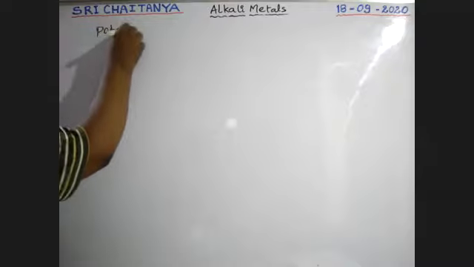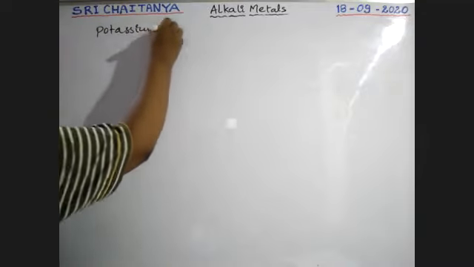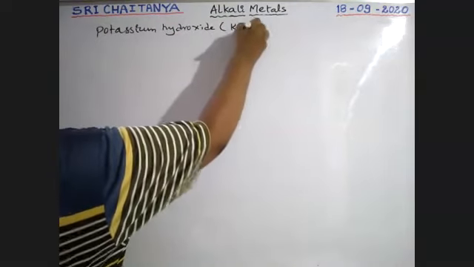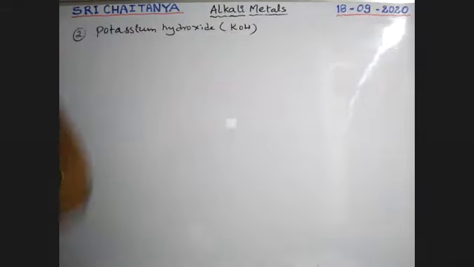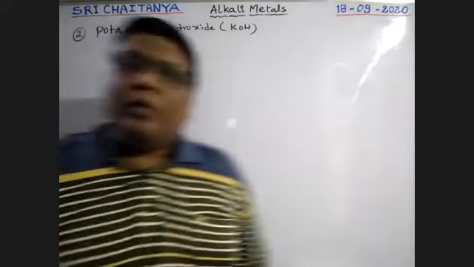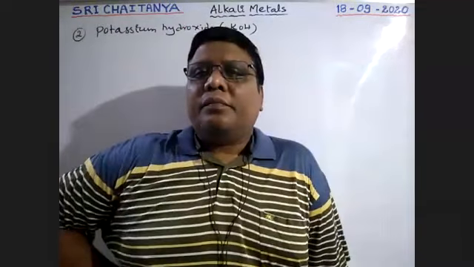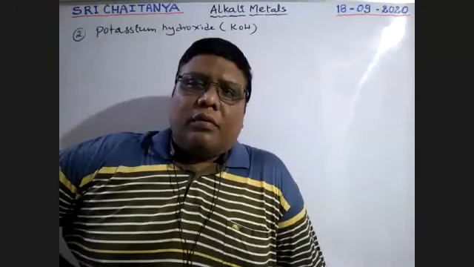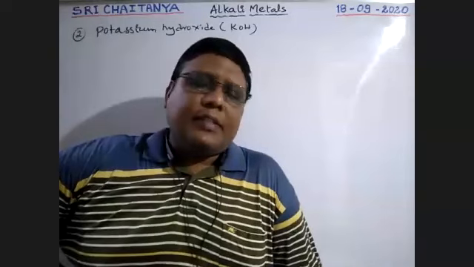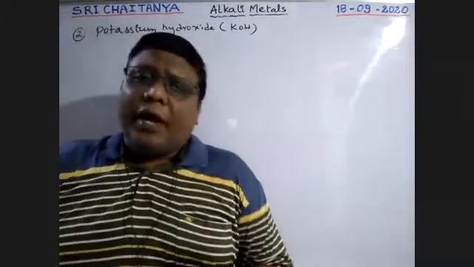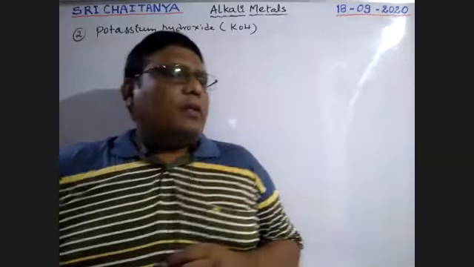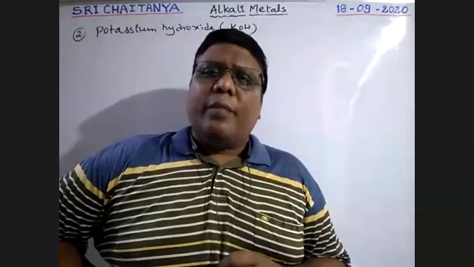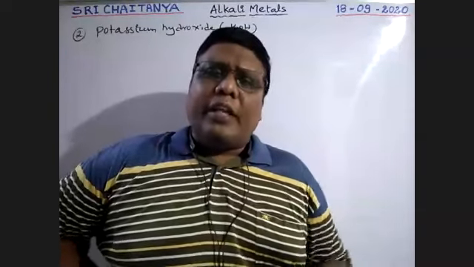Potassium hydroxide, formula KOH. It is the second compound from the potassium side. Already we know NaOH, boys, from the sodium side. Sodium hydroxide. How to prepare that NaOH?